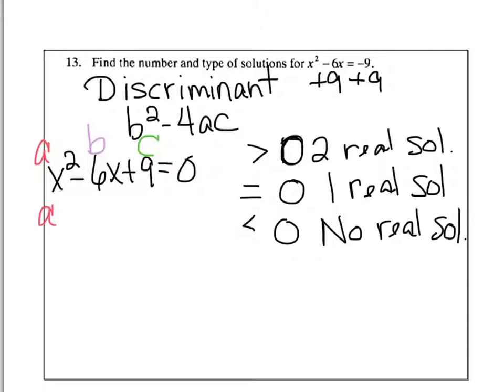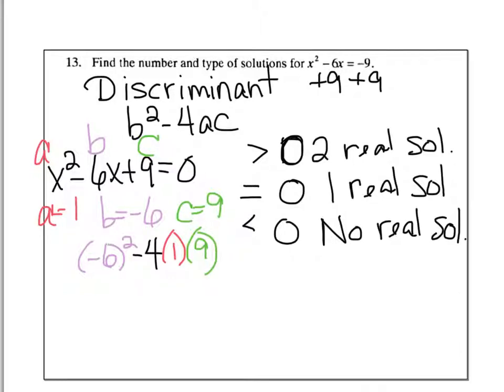So a equals 1, because it's 1x squared. B is equal to -6. And c is equal to 9. So I have b squared, which will be -6, and make sure you put in parentheses, squared, minus four, that's part of your formula, times a times c.